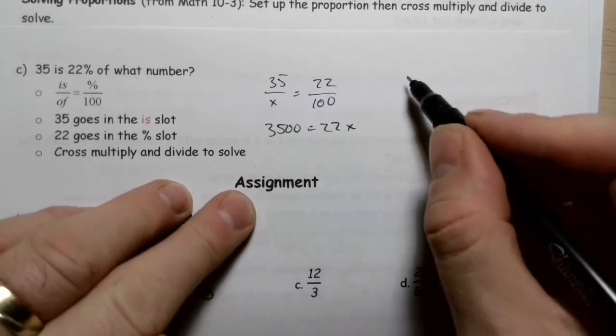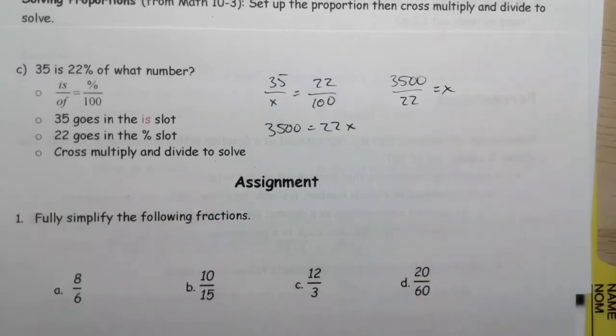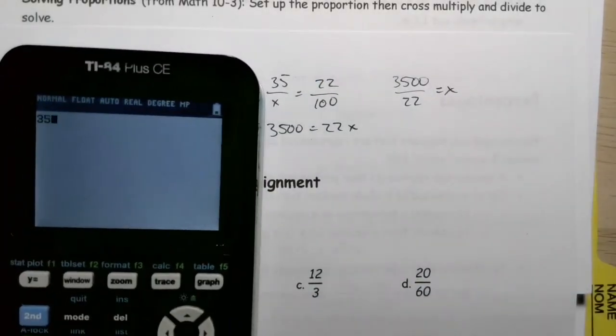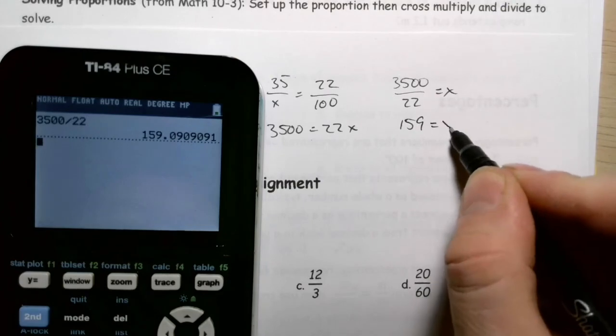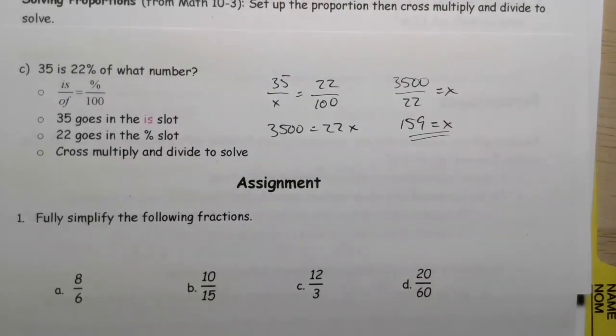Now cross multiply, so we're going to get 3,500 is equal to 22x, and then I'm going to divide by that 22, so it's going to be 3,500 divided by 22 is equal to x. I'm just going to go to my calculator and let my calculator tell me what that is. 3,500 divided by 22. Okay, and I get 159 is equal to x. So that's the number that I was looking for here.